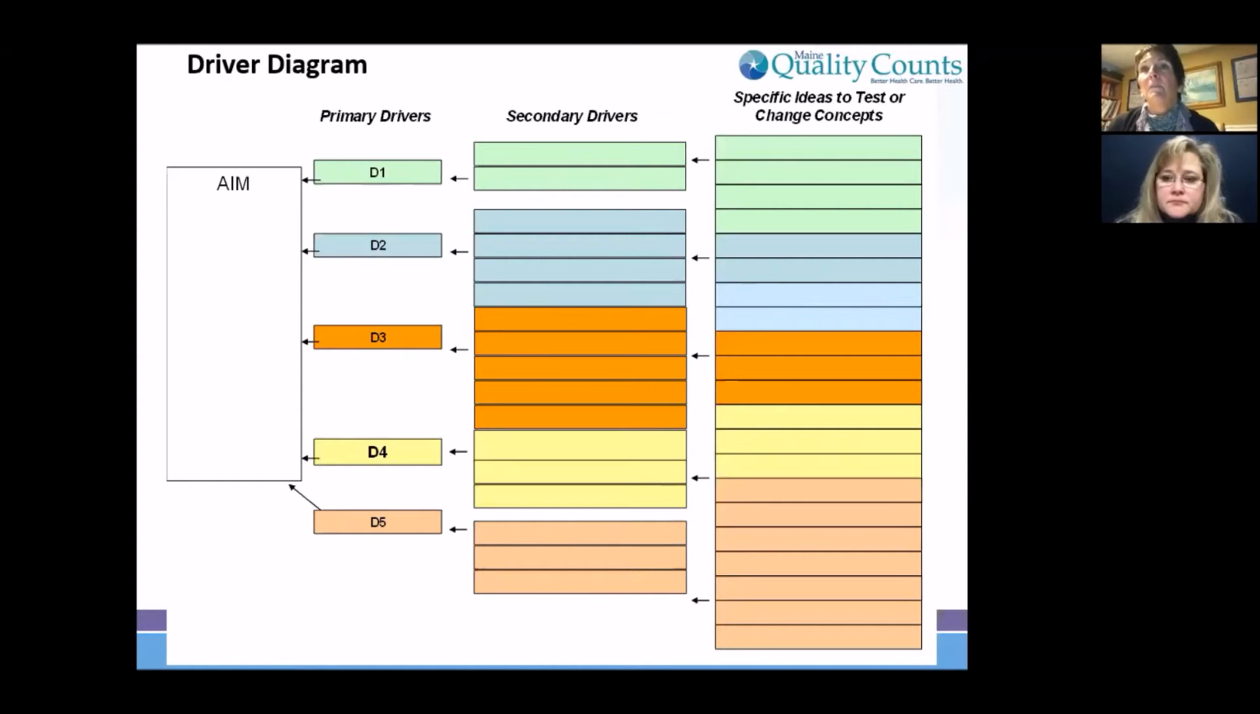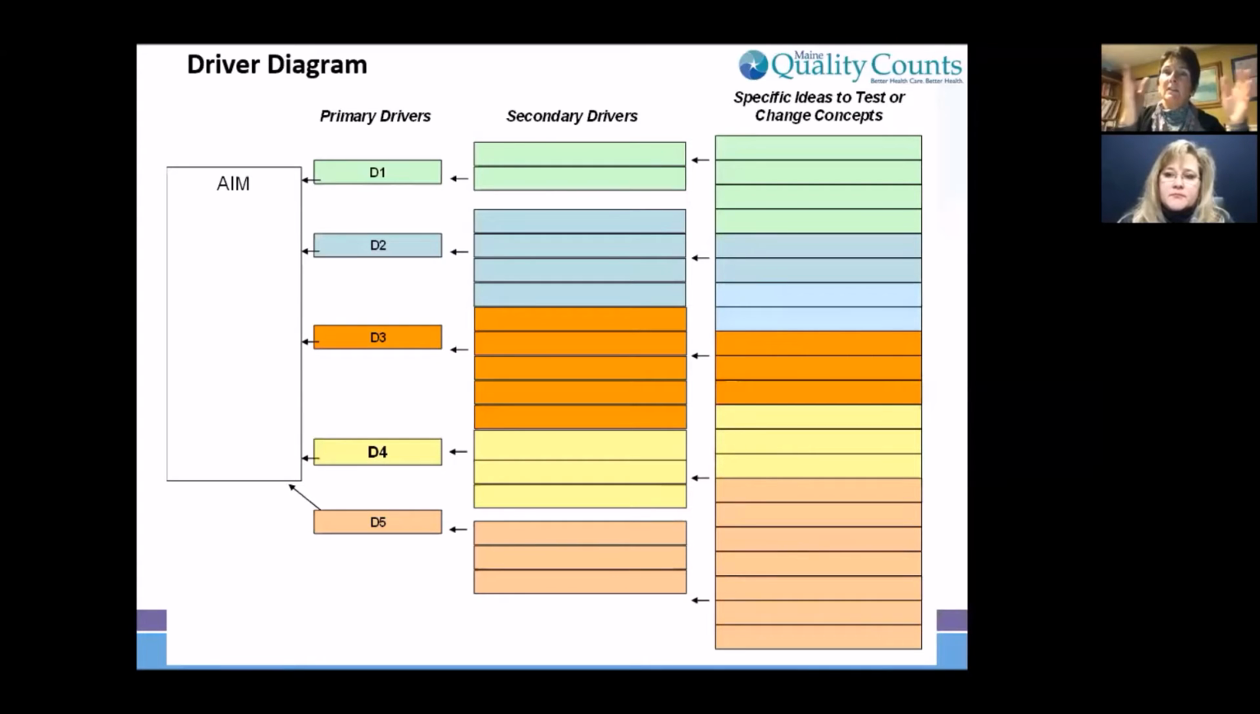And perhaps some of those were, if we use Mark Murray's, working down your backlog, figuring out your supply and demand, different things like that. And then the very specific changes and concepts they tested were things like extended hours, weekend hours, telephone contacts, portals. There were all kinds of changes that they tested. We found driver diagrams very helpful in mapping out the theories and the different changes being tested.